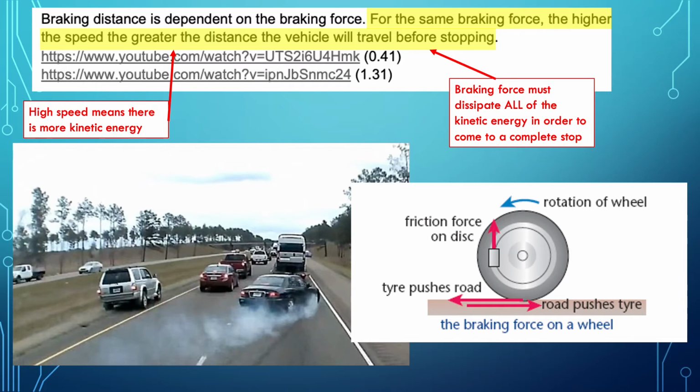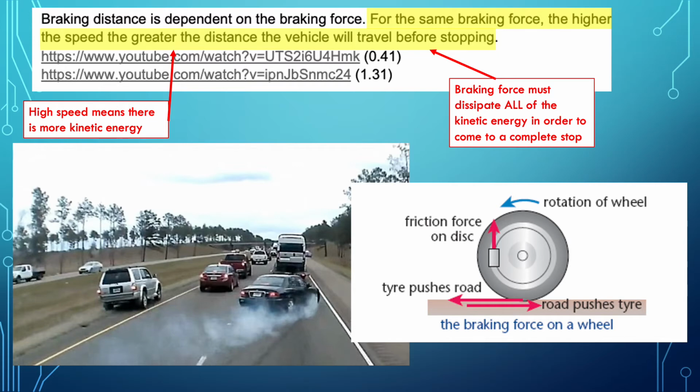And then on the bottom there, you have the tire pushing on the road and the road pushing on the tire. So this is directly linked to Newton's third law, saying that if there's a force that the tire is applying on the road, then the road will apply the same force back onto the tire. And we want to stop that, basically. We want to make sure that there's no more force that the tire is applying onto the road so that the car will come to a complete stop. Okay? So these brake pads, the friction force on the disc, is really important for the car to come to a complete stop. Okay?